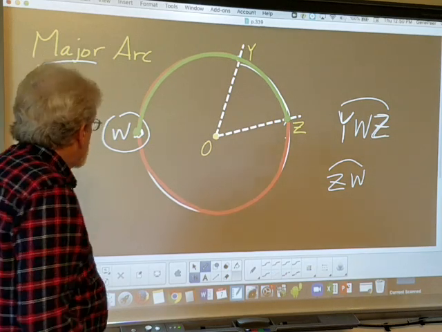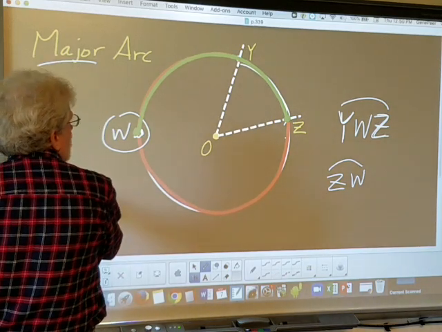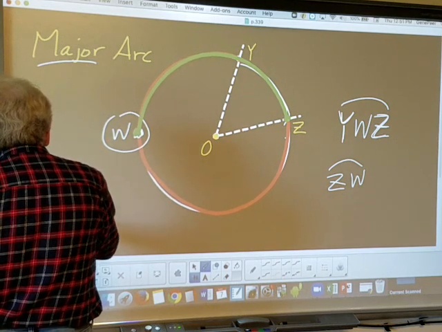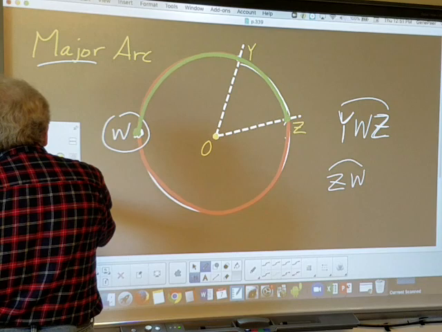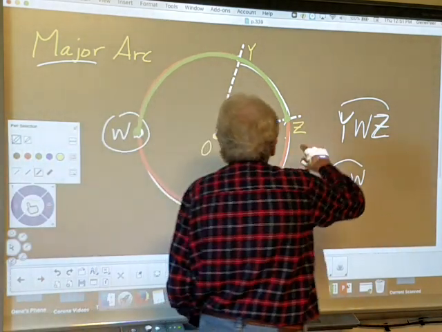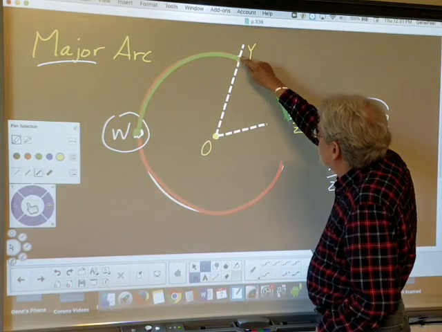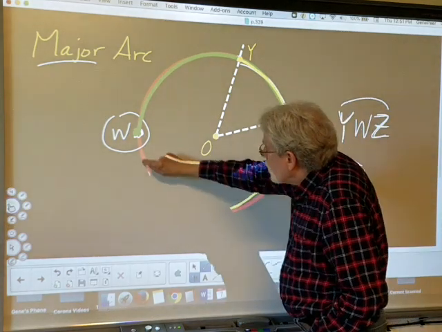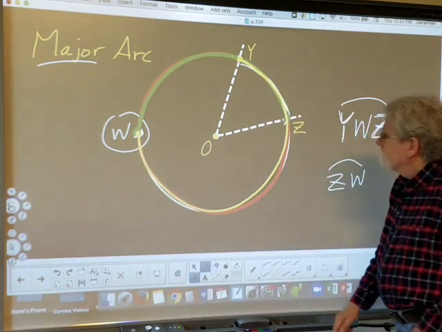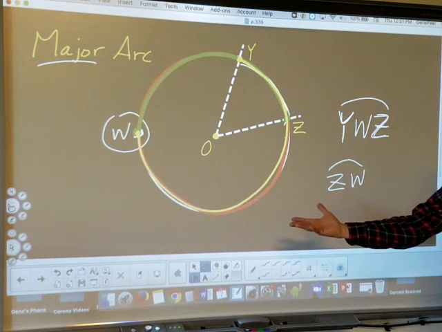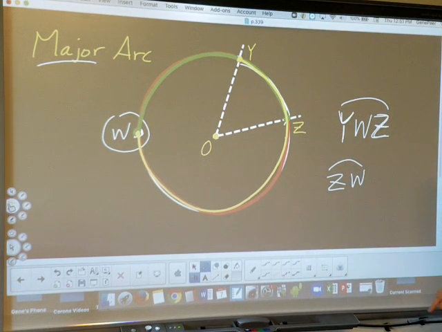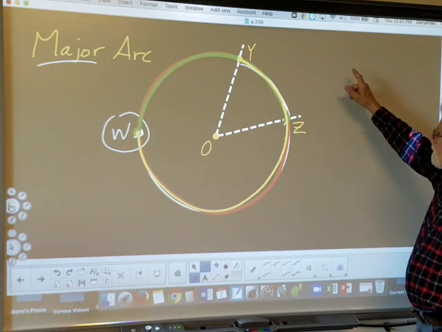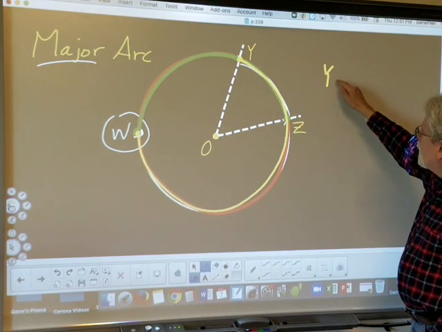What if I wanted to name this? Let's change colors. How about a yellow? Let's make it a thick yellow. Suppose I want to name this arc from here all the way to there. That is what kind of arc? Yep, that's right, that's a major arc. So how do I name that one? The yellow arc would be called arc YZW.